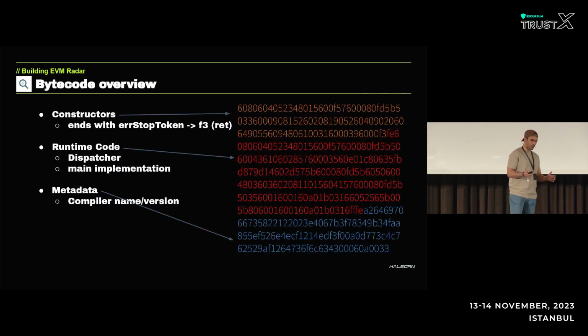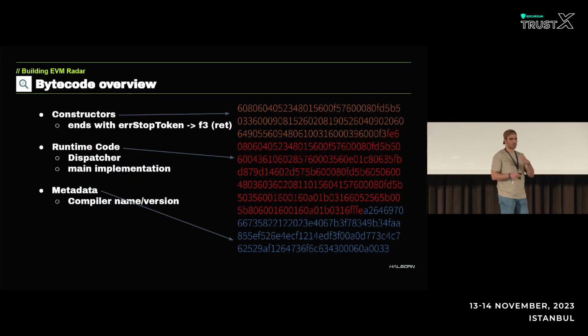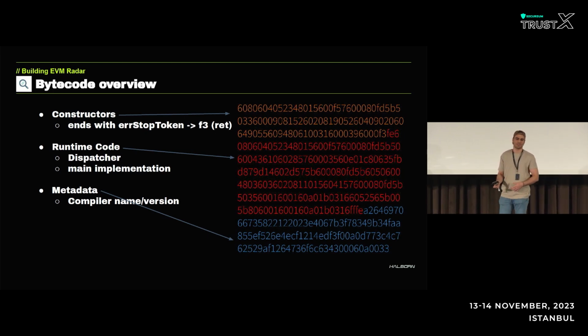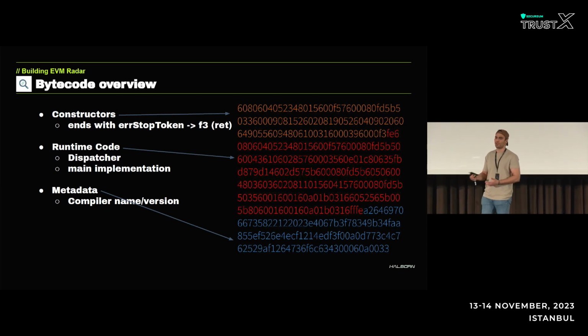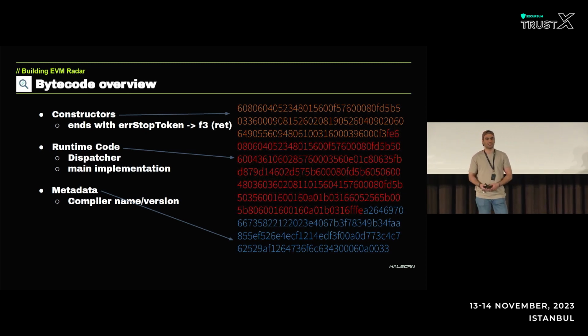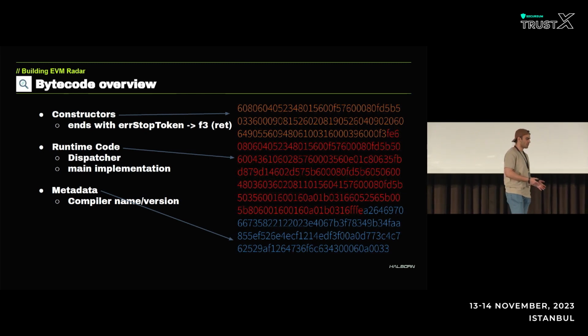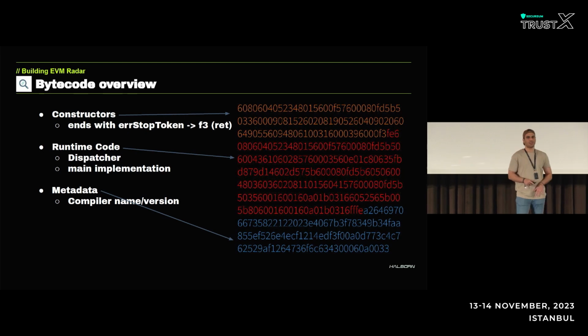So, bytecode overview. I think most of you are familiar with this. You have the constructor code, you have the runtime, you have the metadata. The metadata does not always exist. The constructor code always ends with a stop token, like revert, stop, or return. But in most cases we want to stop at the actual return instruction.